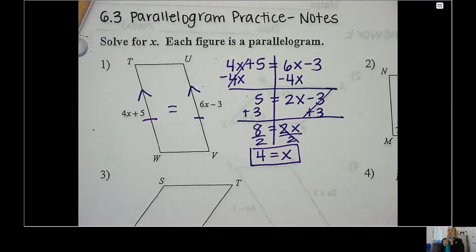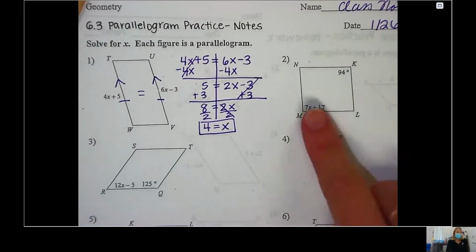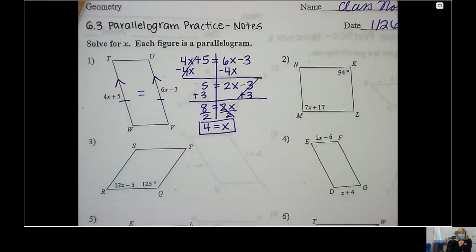Questions there? All right, I'm not going to do every single one with you. You're going to do some on your own. I'm going to do 2, and then I'm going to do 5 with you. All right, number 2. Now, what do you notice is different about number 2 than number 1?